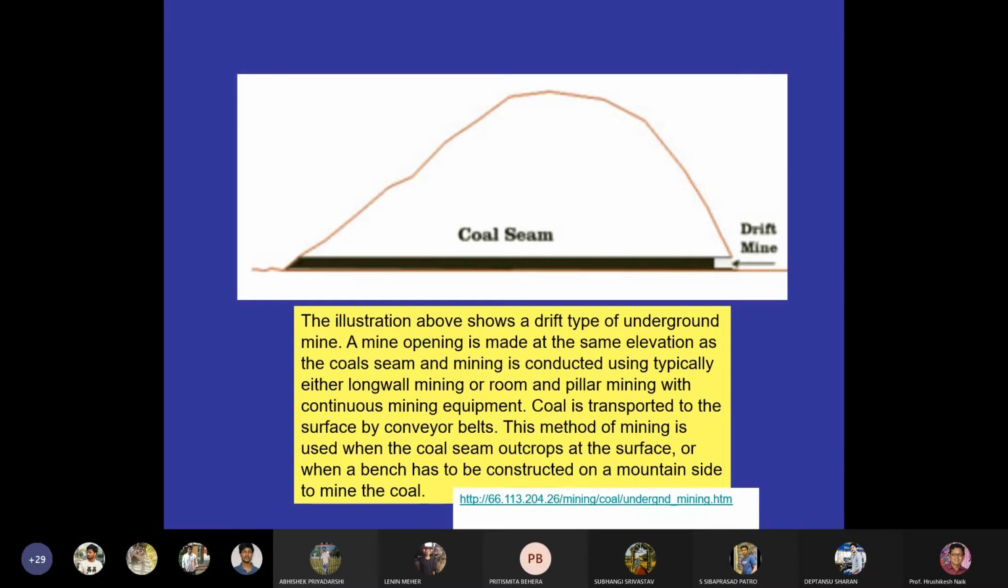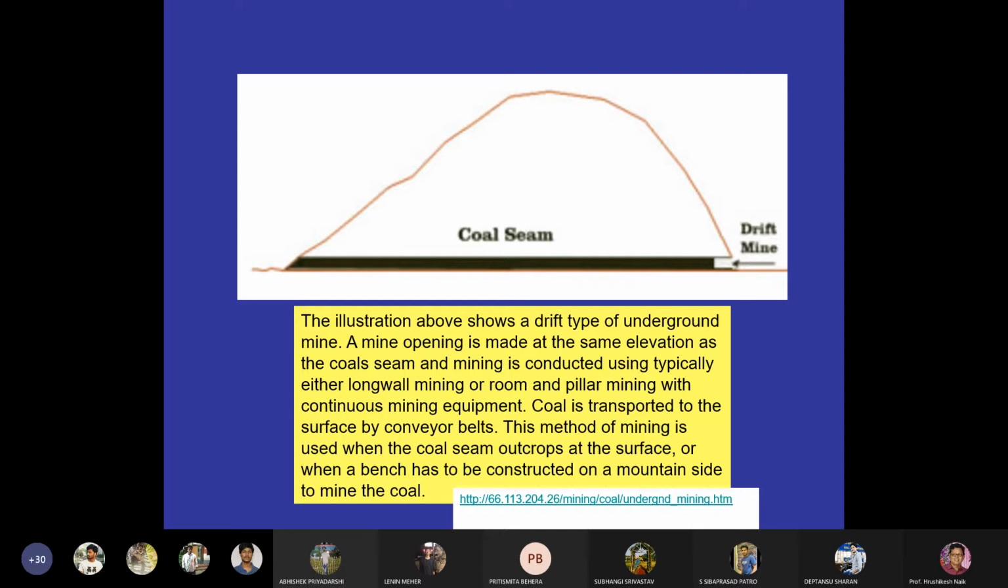So you see here, this is a coal seam. This black one is the coal seam, which is lying at a depth in a hilly deposit. This is a hill, this is a valley, and this is the flat coal deposit. So this is called drift mining. You enter the coal seam by driving a drift. This is a drift through which the coal is taken out.